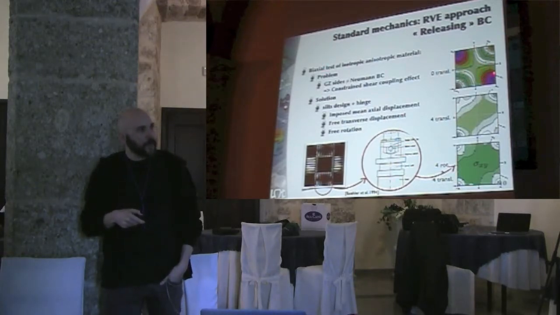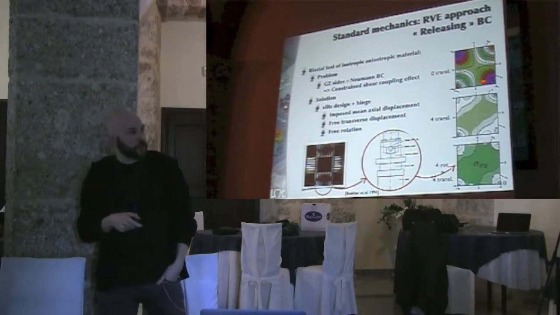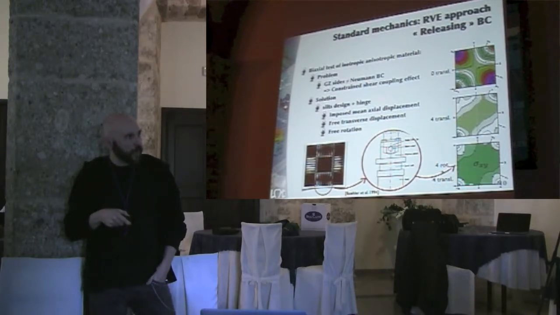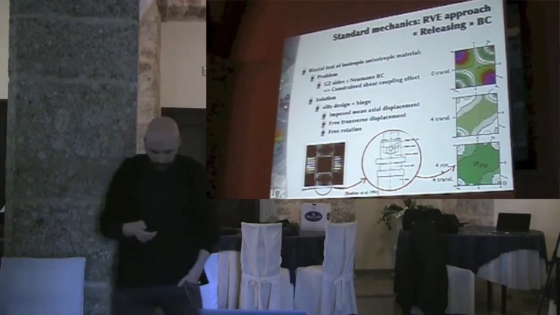In the case of anisotropic material in biaxial tests, you've still got this problem. This is the shear stress heterogeneity if you have no slits. This is just with slits, so you see that it's much better. But if you also add hinges, so you allow rotation of the ends of your specimens, you have something that is even more homogeneous.